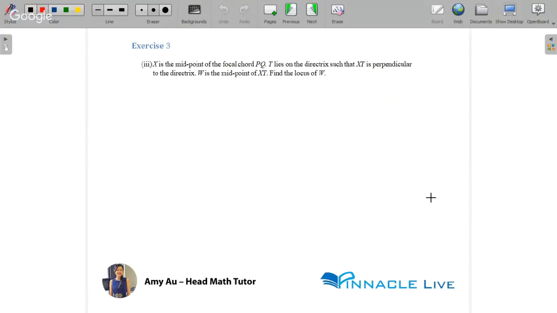All right, finally, exercise 3. X is the midpoint of the focal chord PQ. T lies on the directrix such that XT is perpendicular to the directrix. W is the midpoint of XT. Find the locus of W. I think this third part is not hard, just confusing. So this is where you absolutely need a diagram to be able to figure out what you are talking about here. What is this midpoint and what? One step at a time.